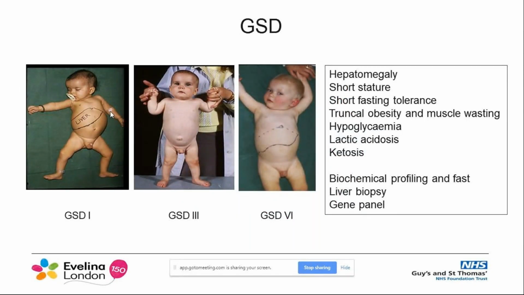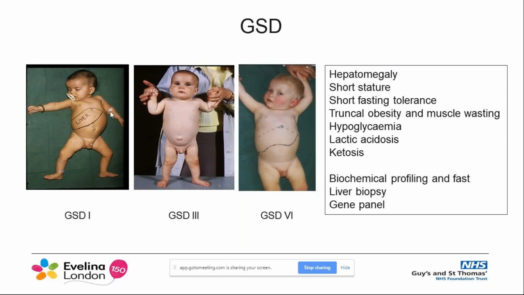So glycogen storage disorders, just a little bit about them. So you can see these 3 children here. You can't really predict which one's got which type, and that tends to be based upon biochemistry and ultimately genetic diagnosis. So the children tend to present with big livers, so hepatomegaly, tend to be a little bit short, but with truncal obesity and muscle wasting peripherally, so big tummy and skinny arms and legs. They tend to have short fasting tolerances and, in the more severe GSDs, hypoglycemia.